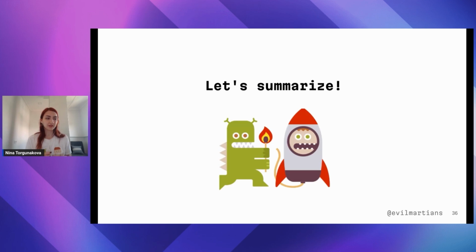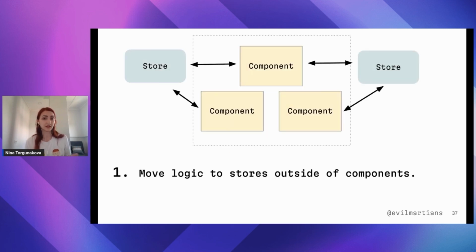Okay, we have figured out something. Let's recap all the ideas that we have just come up with. The first one is we need to make components as stupid as possible. We move logic to the stores, outside of the components, so components are responsible only for subscribing to the store's changes and displaying some information from it.